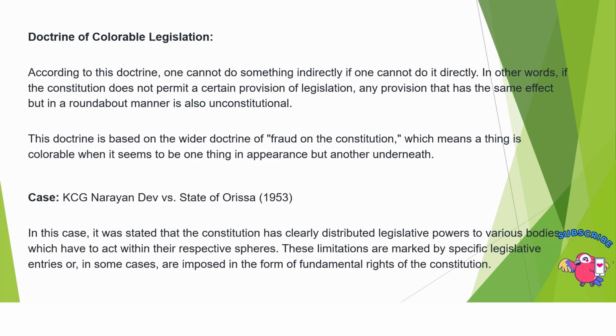Doctrine of colorable legislation. According to this doctrine, one cannot do something indirectly if one cannot do it directly. In other words, if the constitution does not permit a certain provision of legislation, any provision that has the same effect but is made in a roundabout manner is also unconstitutional. This doctrine is based on the wider doctrine of fraud on the constitution, which means a thing is colorable when it seems to be one thing in appearance but another underneath. Case law is KC Gajapati Narayan Deo versus State of Odisha, 1953.